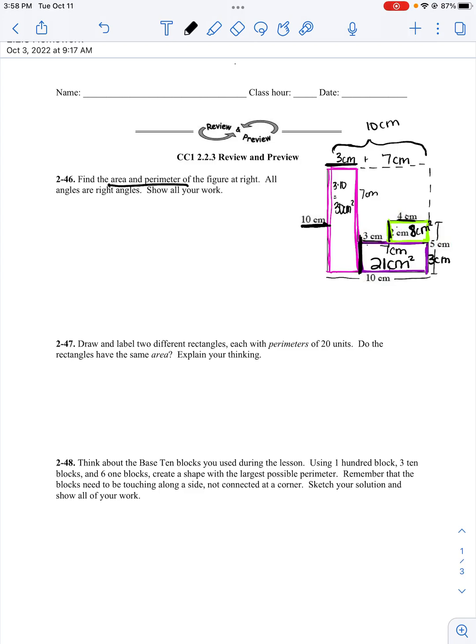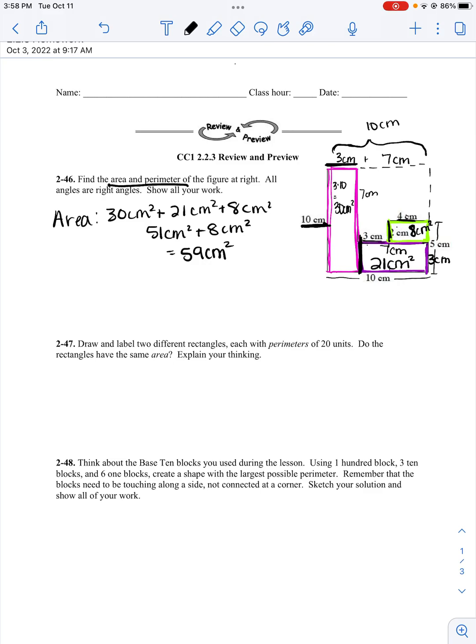Now I add them all together, and this is just for my area. So I take 30 centimeters squared plus 21 centimeters squared plus 8 centimeters squared. 30 plus 21 is 51. Plus 8, my area is 59 centimeters squared.